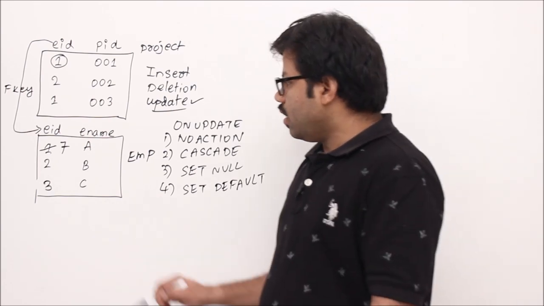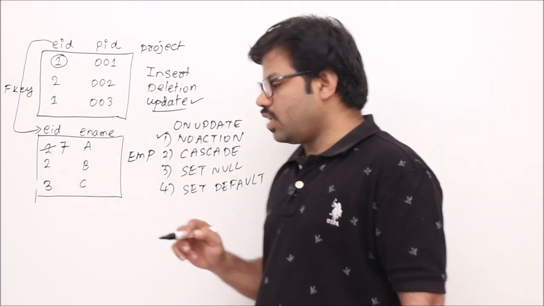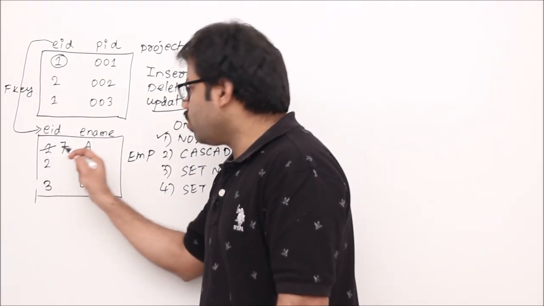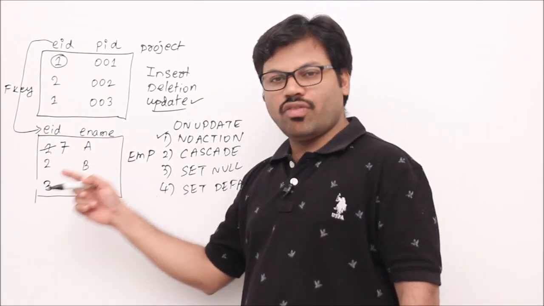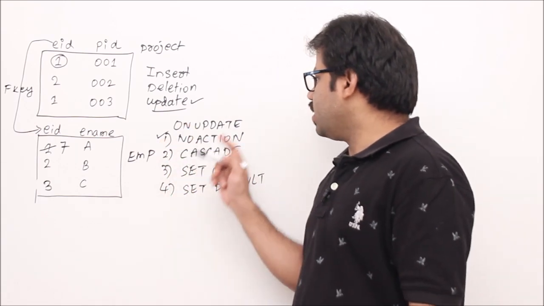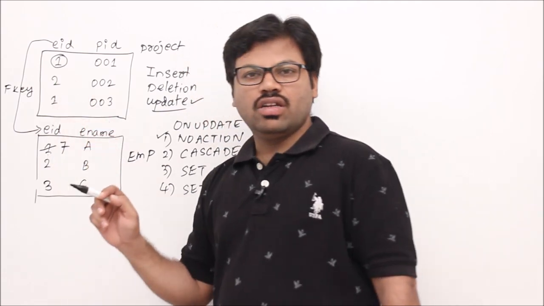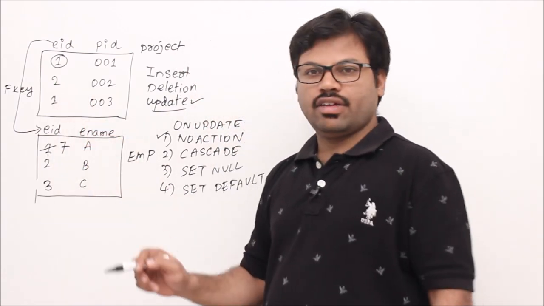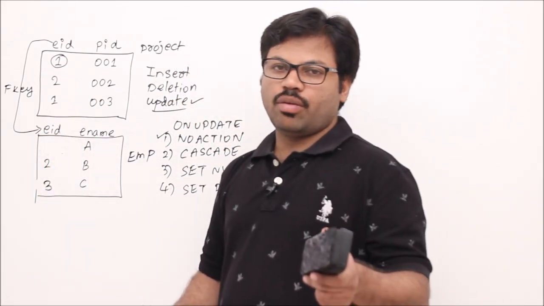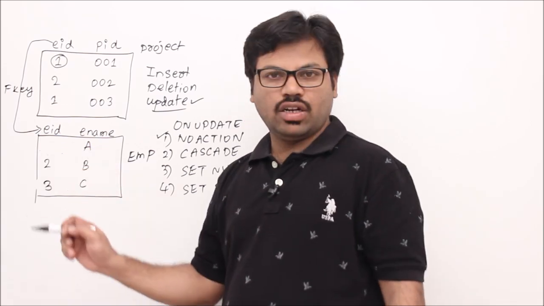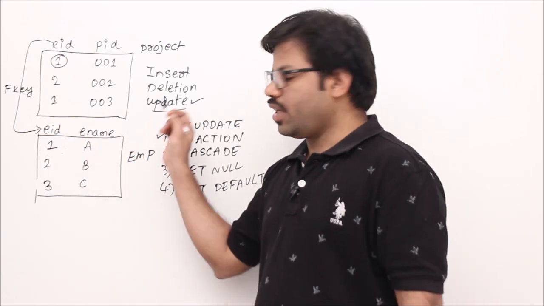If no action is implemented, if you write on update no action, what happens is if you make 1 to 7, that will not be allowed. Your DBMS says, my dear user, you can't do it. Why? Because the condition we mentioned is on update no action. That means this one is referred to by so many, so they don't allow you to update it. So such an updation is not allowed. It will throw an error, and it will remain like this only.